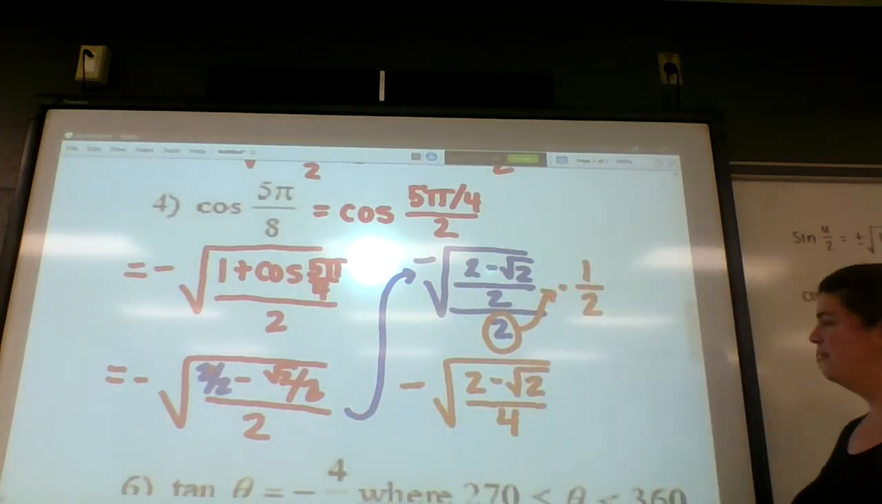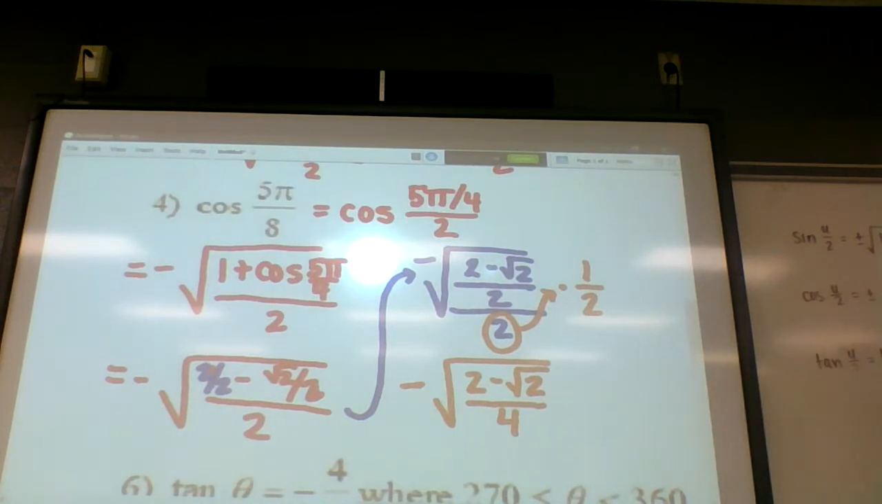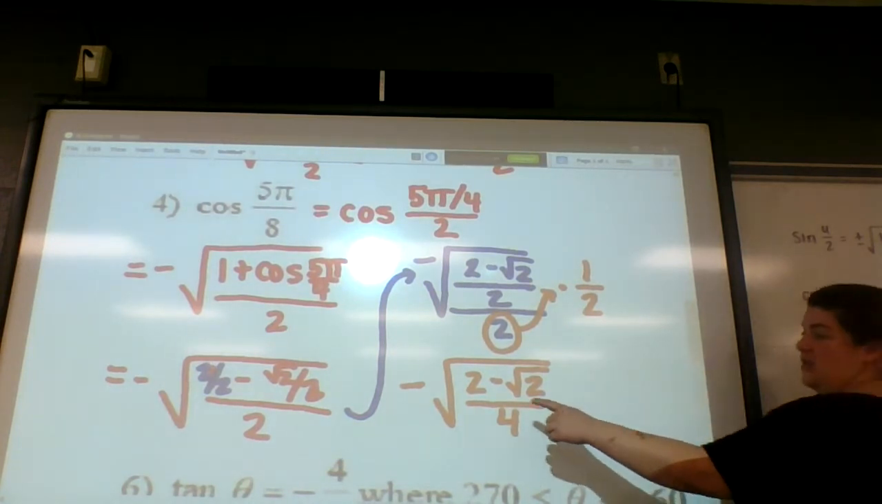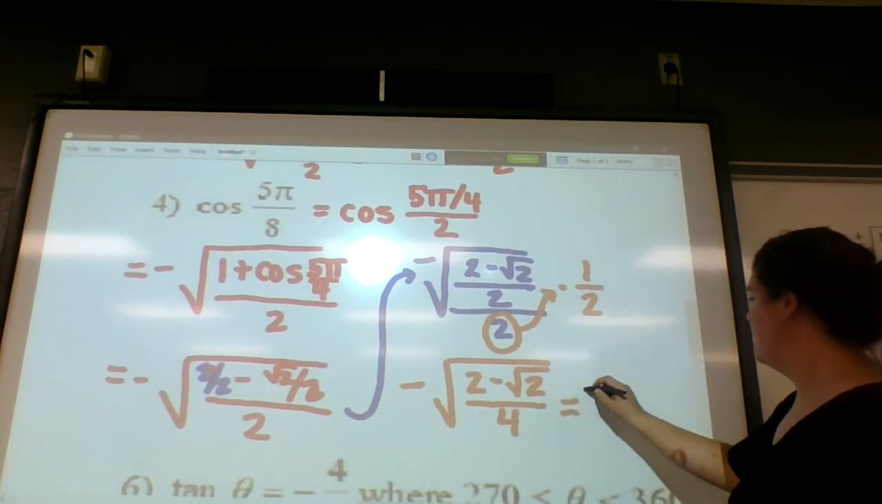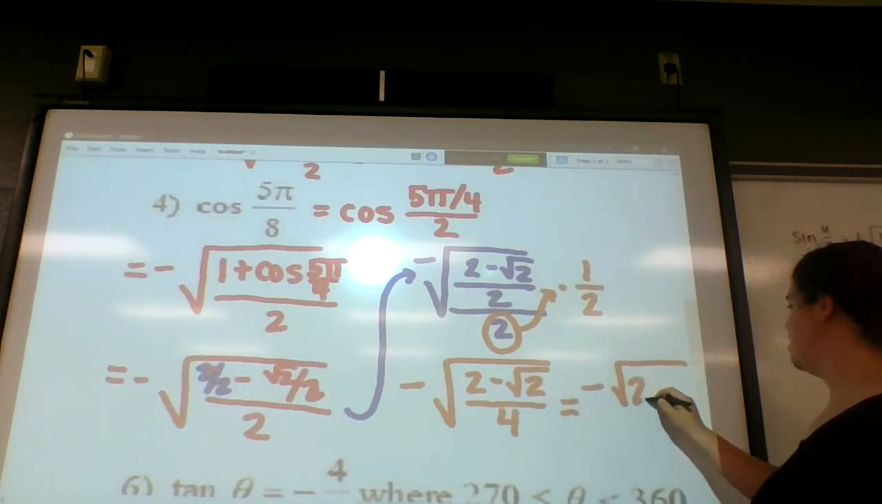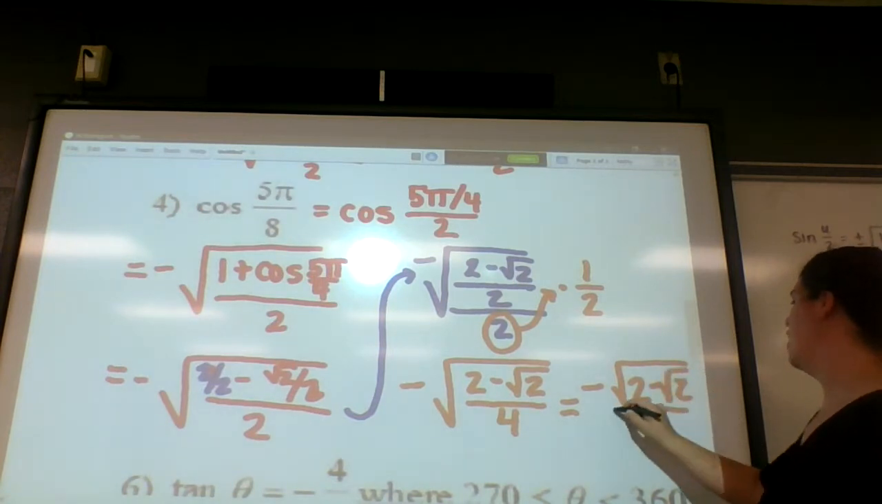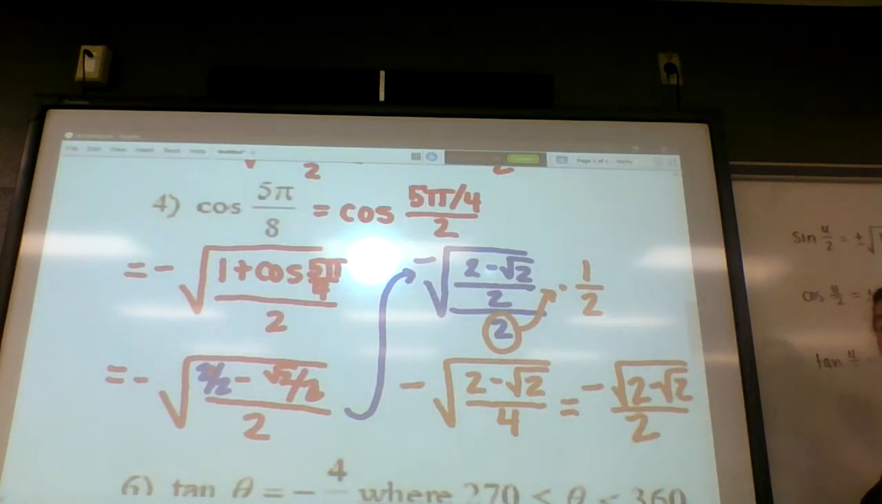So we have the negative square root of 2 minus the square root of 2, and that's all over 4. And then last but not least, you can take the square roots of the top and the bottom. So negative square root of 2 minus the square root of 2 all over 2. And that's a lot of 2's in one problem, isn't it? 2 too many.